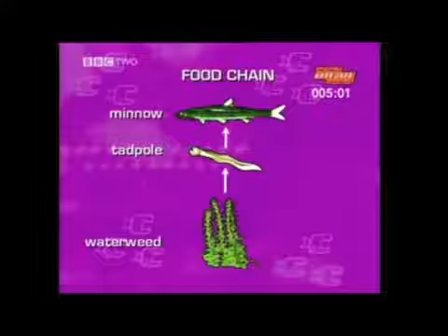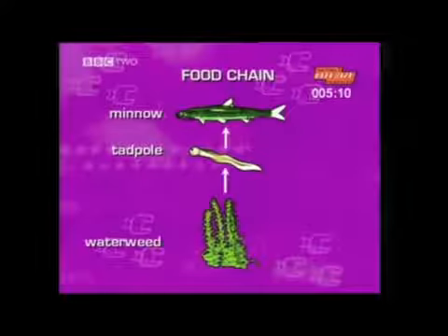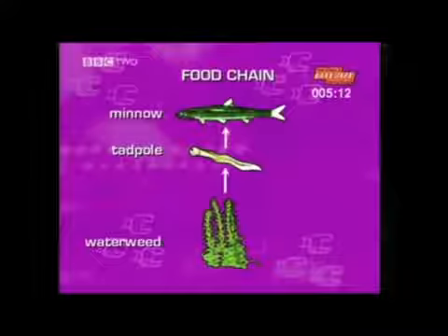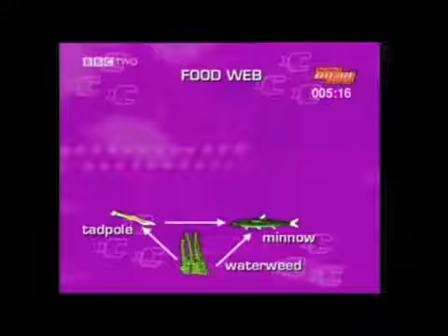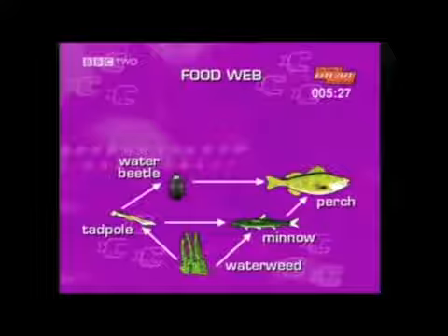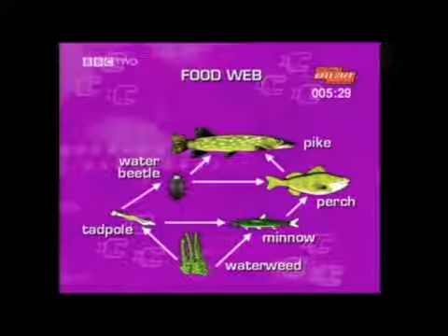And remember, in a food chain, the arrows always go from food to feeder. So in this case, from waterweed to tadpoles to minnows. Now, in a test, you will often get diagrams like this. Basically, the food chain has become a lot more complicated, and this is now called a food web. The same principle applies. The arrows go from food to feeder. But here we have added water beetles, perch, then pike, and top carnivores, otters.